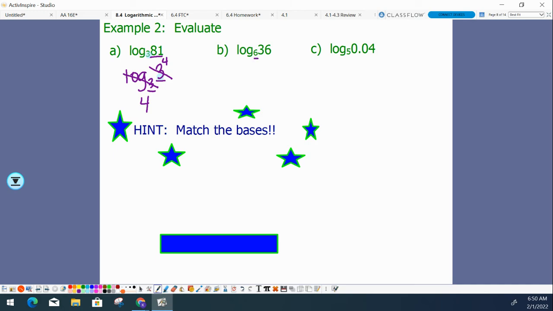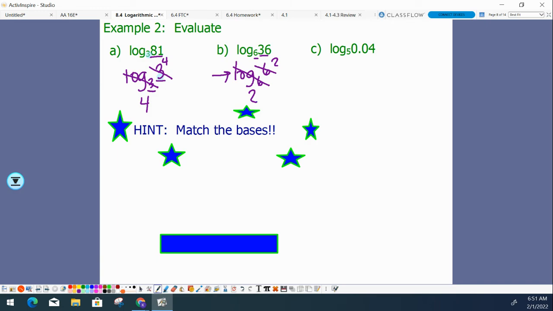All right, the base of the log is 6. And I need to see this step. I can't just see an answer. I need to see, how did you get that answer? So we're going to substitute 36 with 6 to a power. 6 to what power is 36? 6 squared. So the base of the log cancels the base of the exponent, and the answer is 2.